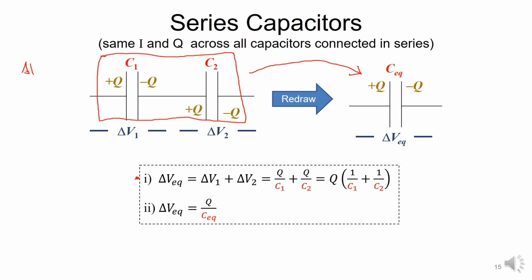So we have delta V1 equals Q over C1, and delta V2 equals Q over C2. Okay, and we're going to substitute them into our equations.